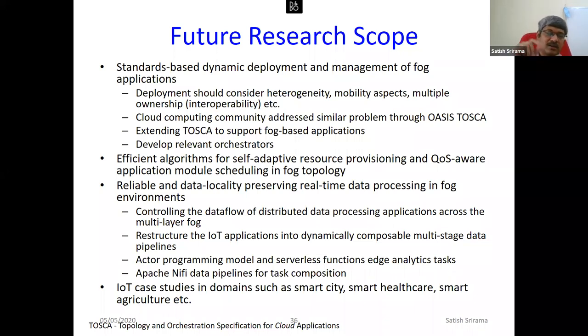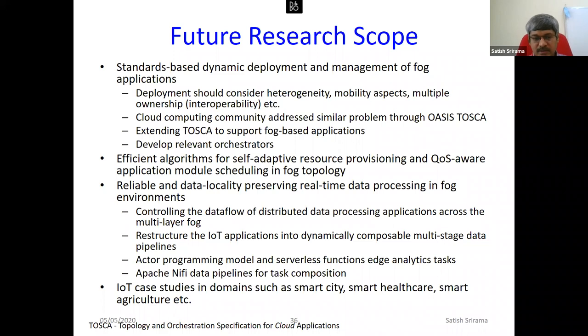And with NiFi, while the data is moving, all the intermediate processing that is happening can happen on a serverless framework. That's what we have discussed as well, OpenFaaS-based execution of the data on each of the fog nodes. The data is moving across the fog nodes using these data pipelines. Can you achieve that? These are all interesting problems which we can really look into.